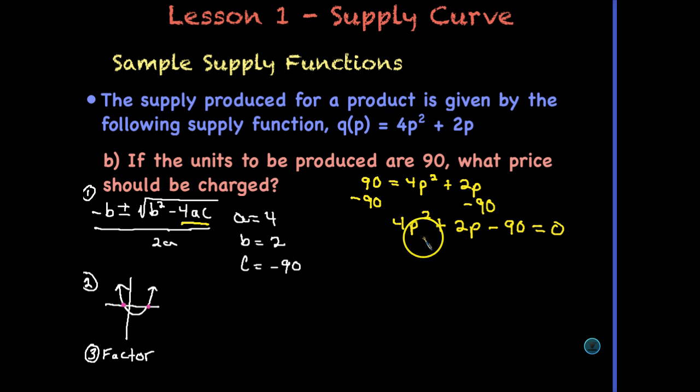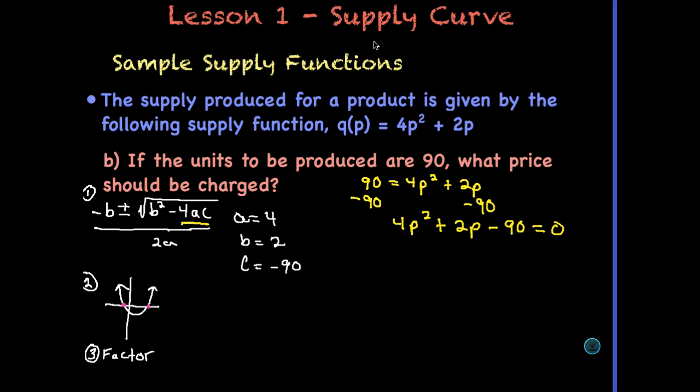So the hardest part is making sure that you are careful with your signs and that you're following your order of operations. In this equation, our a is our coefficient of our p squared term, or x squared term. Our b is always going to be the coefficient of just the x term, or in this case, our p term. And finally, c is always your constant term, making sure to include the sign with it, negative 90.